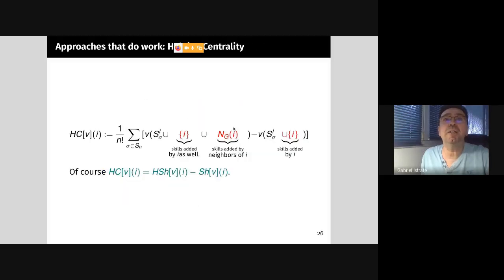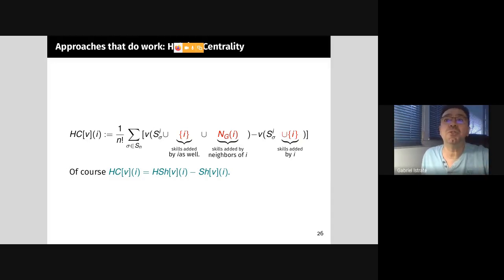However, it doesn't quite capture the whole idea that node I's skills should matter. So a second version of this measure is called helping centrality, and instead of subtracting only the nodes before node I, I'm also subtracting I, because I only want to capture how much my neighbors are bringing to the table. And of course, the second measure is the first measure minus the ordinary Shapley value. Okay?